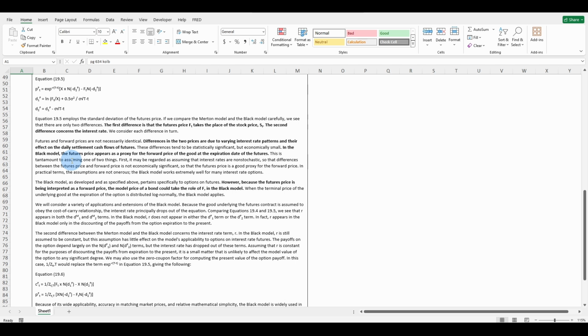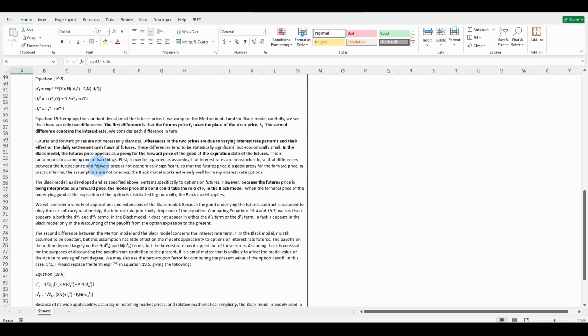Futures and forward prices are not necessarily identical. Differences in the two prices are due to varying interest rate patterns and their effect on the daily settlement cash flows of futures. These differences tend to be statistically significant, but economically small. In the Black model, the future price appears as a proxy for the forward price of the goods at the expiration date of the futures.